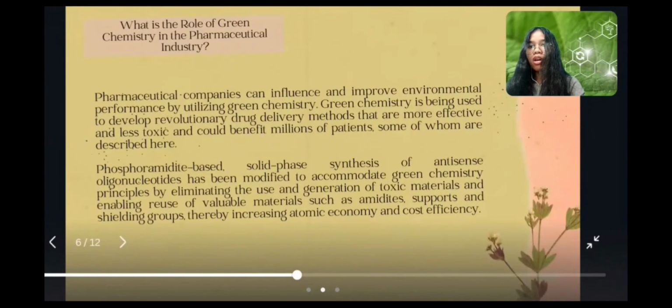What is the role of green chemistry in the pharmaceutical industry? Pharmaceutical companies can influence and improve environmental performance by utilizing green chemistry. Green chemistry is being used to develop revolutionary drug delivery methods that are more effective and less toxic and could benefit millions of patients, some of which are described here.